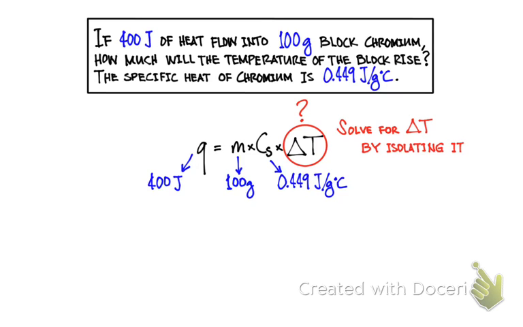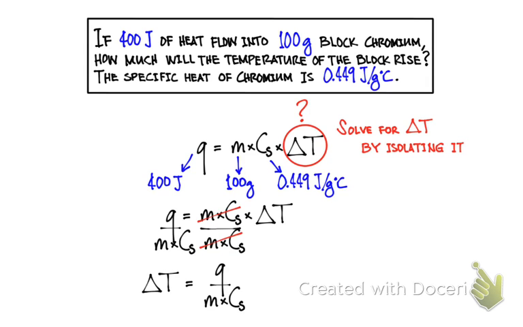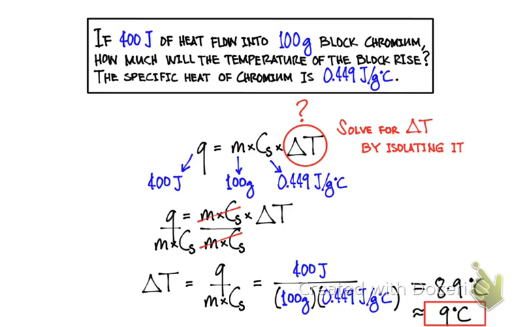We can solve for delta T by isolating it. Divide both sides by mCs, and we get this equation for delta T, which is equal to Q divided by mCs. All we have to do now is plug in the numbers, and we get 8.9 degrees Celsius, or 9 degrees Celsius with the proper number of sig figs.